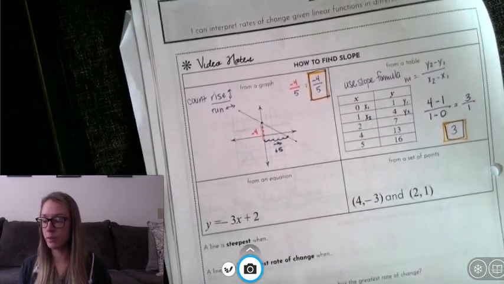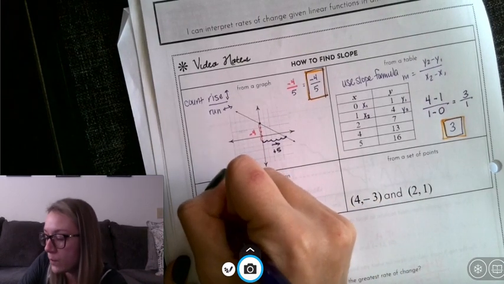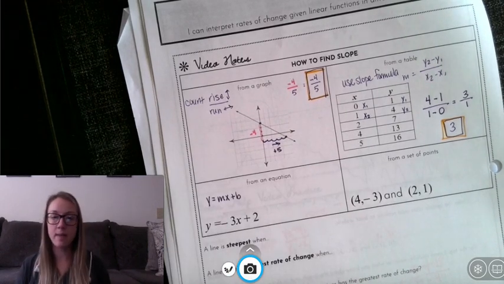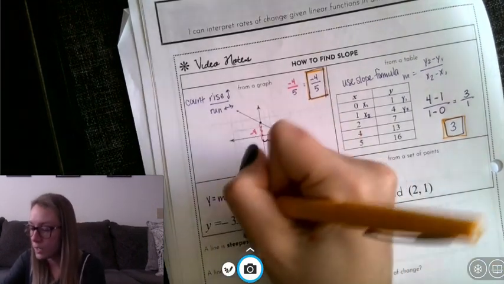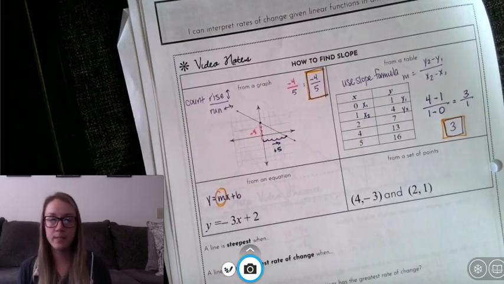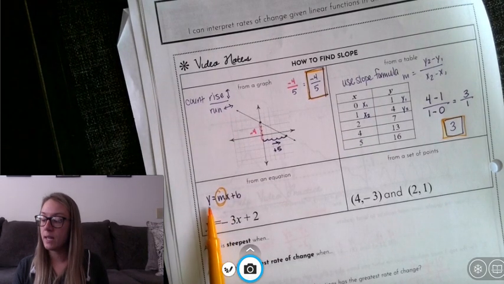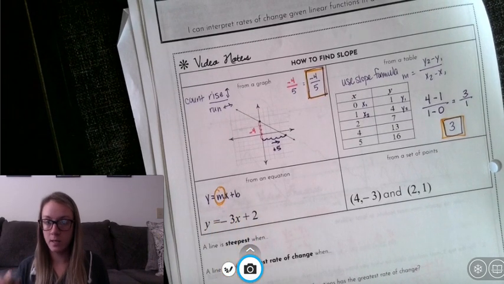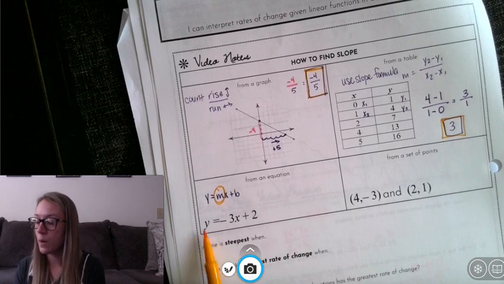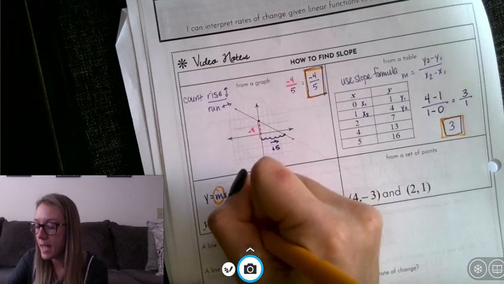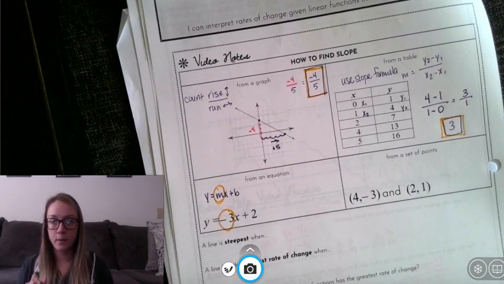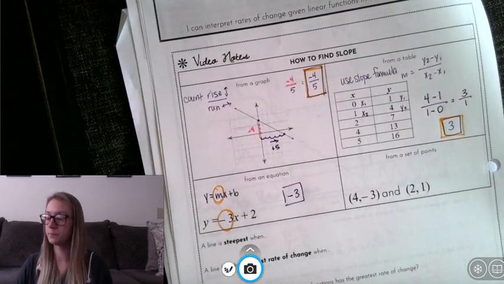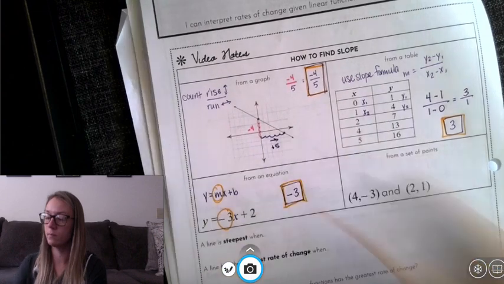Next, we're going to find it from an equation. When we are given an equation in slope-intercept form, it'll look like this. y equals mx plus b. So our slope, we said before, is always represented by m. So if it's in this form, I want the number in front of x. So looking at my equation, y equals mx plus b, my m is that -3. So my slope is -3. Pretty nice.